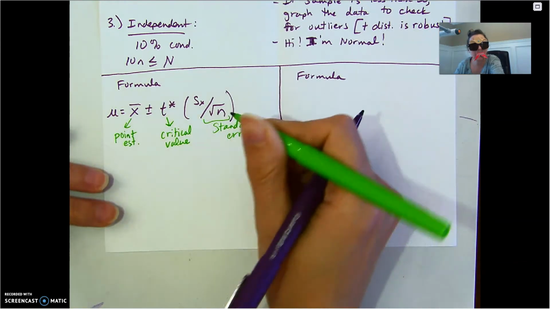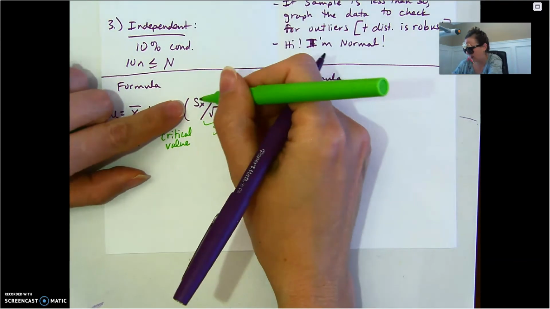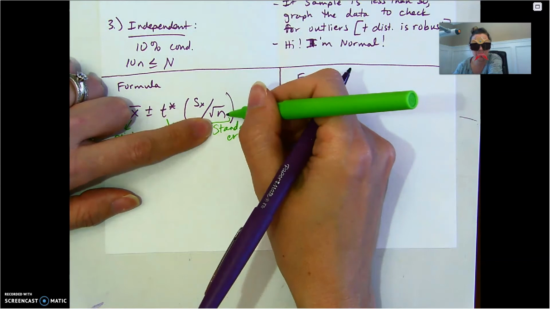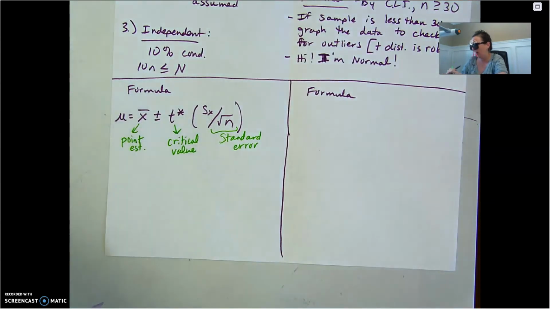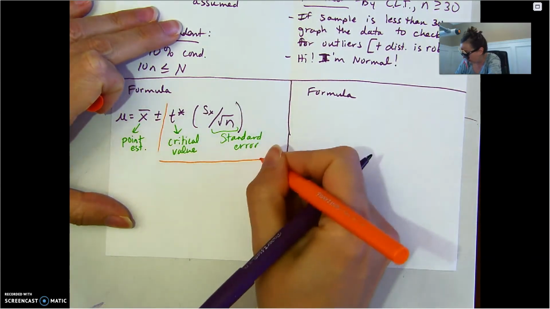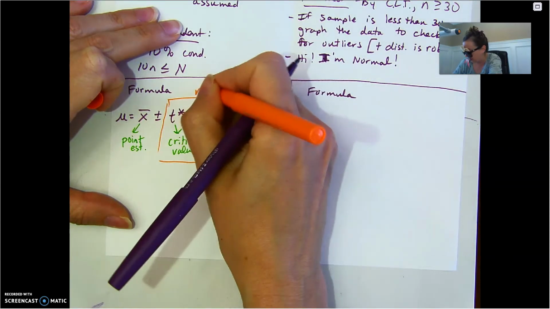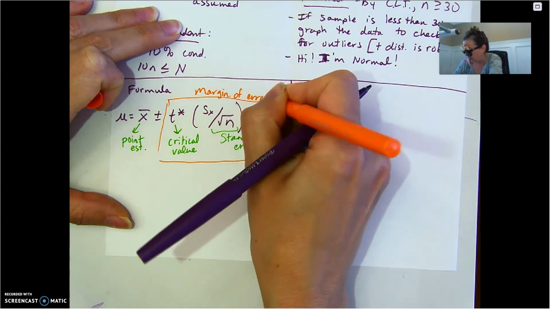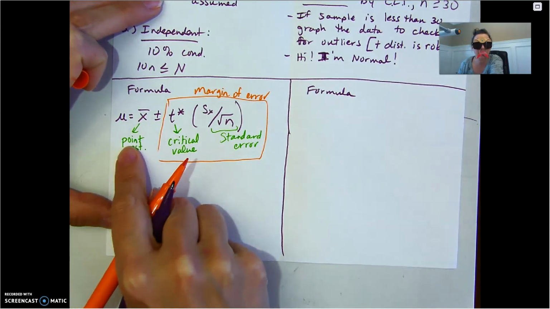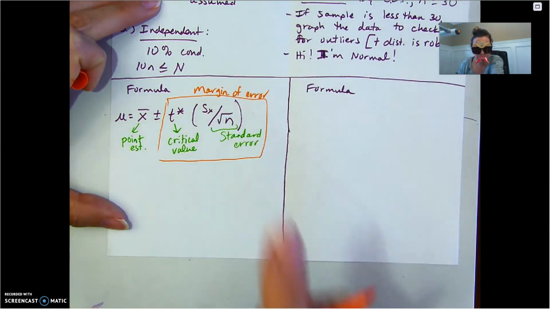All right, it's not technically a standard deviation because we're taking the standard deviation and adjusting it for our stats diet. So we call that standard error. If you look at the critical value times the standard deviation or standard error, this has a name. It's called margin of error. Whatever you're adding or subtracting from your point estimate, we call that the margin of error.